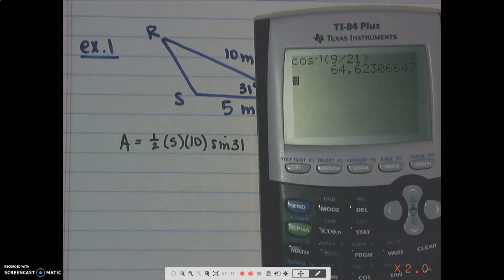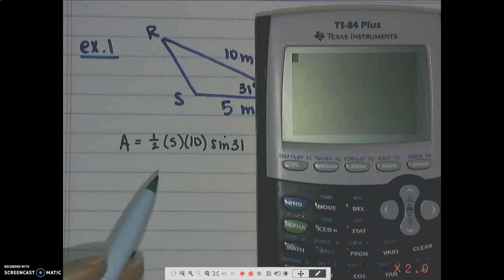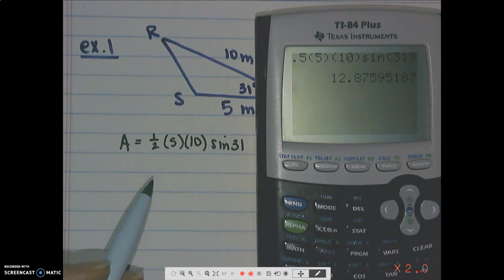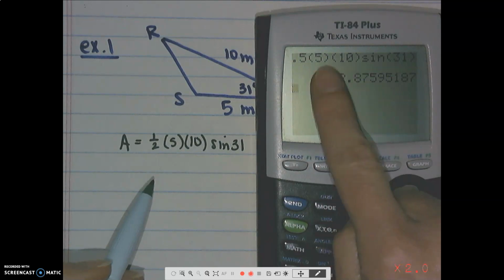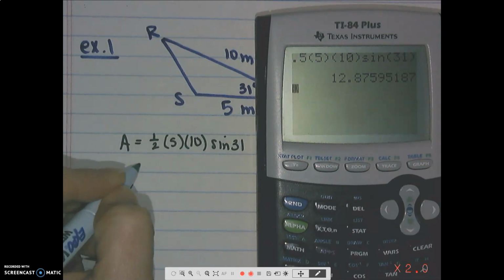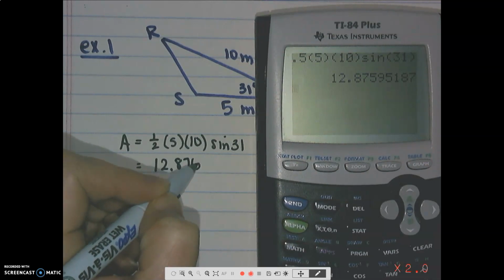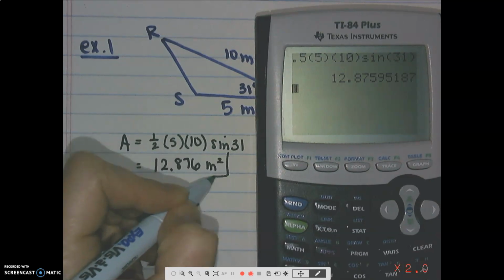All right, and it doesn't matter if you do 5 times 10 in either order. Multiplication is commutative, so it's fine. So we have 1/2, which I'm going to type in as 0.5, times 5 times 10 times the sine of 31. Remember, make sure that your calculator is in degree mode. You could also do this math first, doing 5 times 10 is 50, and half of that is 25. You could do it that way, but here our area would be 12.87. That would round to 12.9. Meters is our unit, so our area would be meters squared.